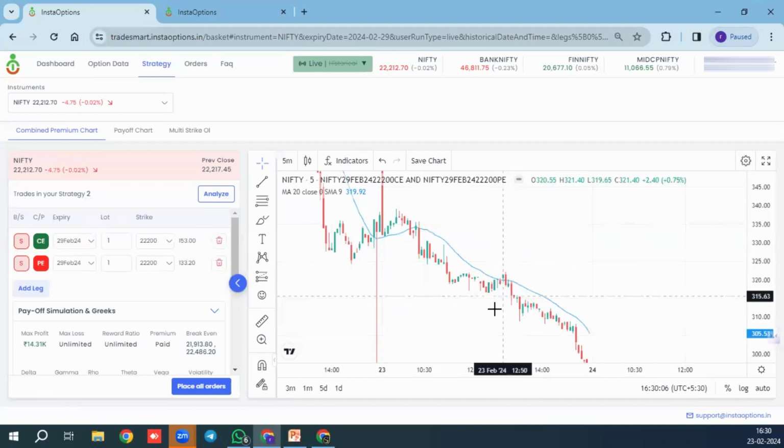Okay. So selection of strike of entering, it all depends on you. Like you can select ATM, ITM, OTM, anything that will do. But for reference, we are going to take ATM only.